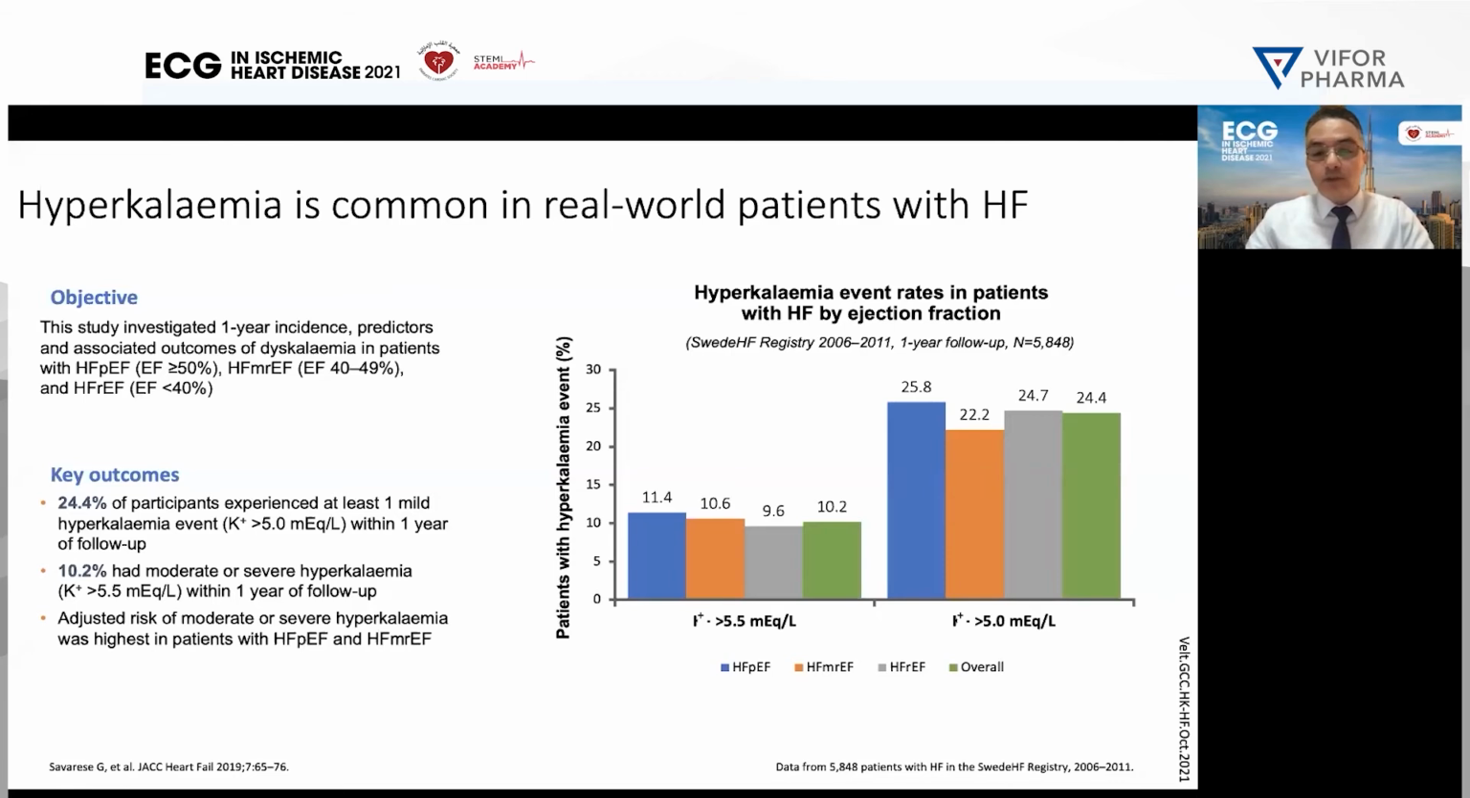The adjusted risk of moderate to severe hyperkalemia was highest in those patients with HFpEF and HF mid-range ejection fraction. And this is explained by the fact that those patients may receive fewer RAS inhibitors, while those patients with HFrEF received a lot of RAS inhibitors, and especially the MRAs.